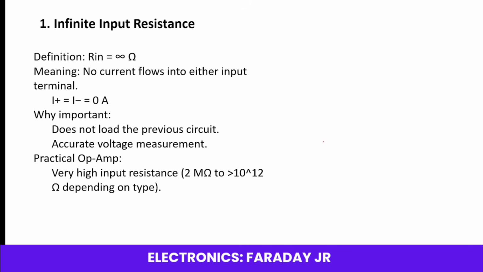Okay. Now we are going to understand this better with mathematical expressions. Okay. Now we said that the input resistance of an ideal op-amp is infinity, meaning no current flows into either input terminal, right? So the inverting current is equal to the non-inverting current and is equal to zero, and as I explained, because current is equal to voltage over resistor. And since resistor is infinity, it means that we are going to get 0 amps at the input section. Why is it important?